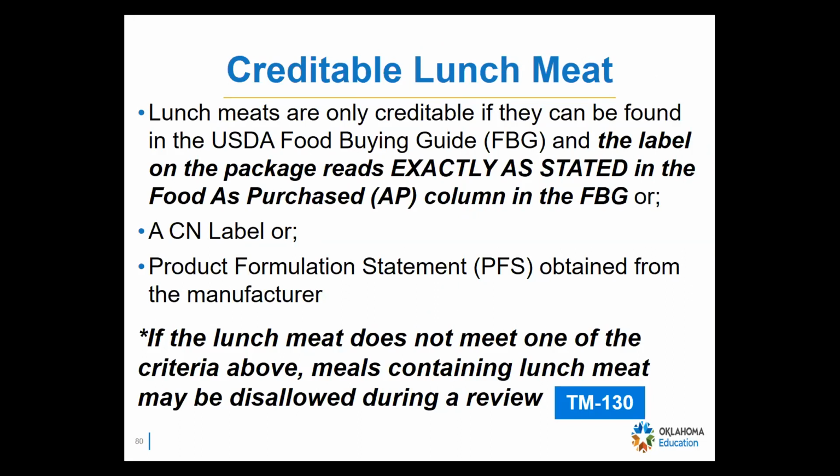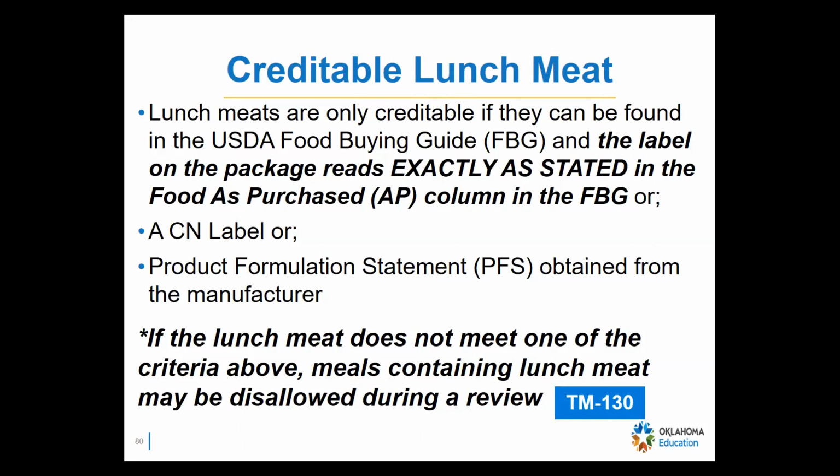But with creditable lunch meat, we have gone back and forth on this several times, on what we're allowing. Lunch meats are only creditable if they can be found in the USDA Food Buying Guide, and the label on the product reads exactly as stated in the food as purchased column. I'll show you what that means. Or if you have a CN label, or a product formulation statement. If the lunch meat does not meet one of those requirements, and this is also in the training manual on page 130, we added this information in there, then we will take back reimbursement because it does not meet requirements.